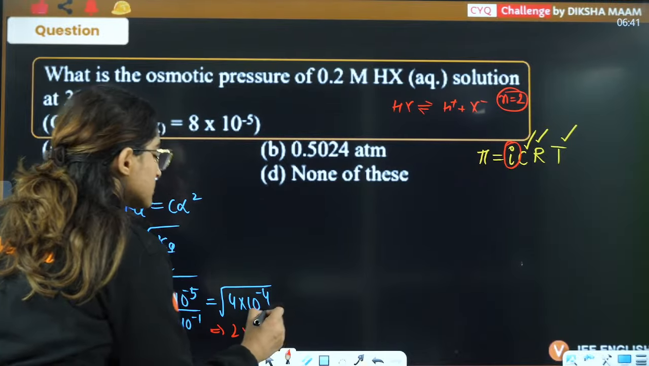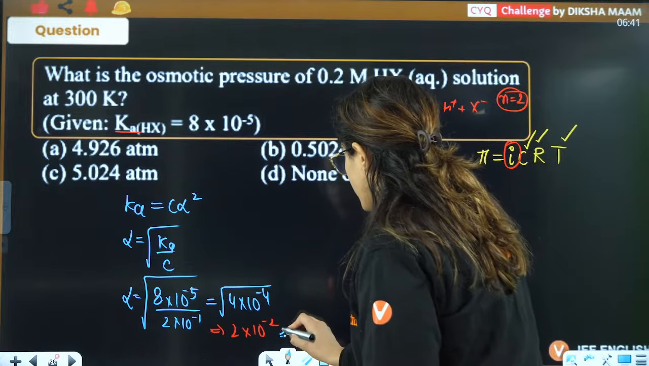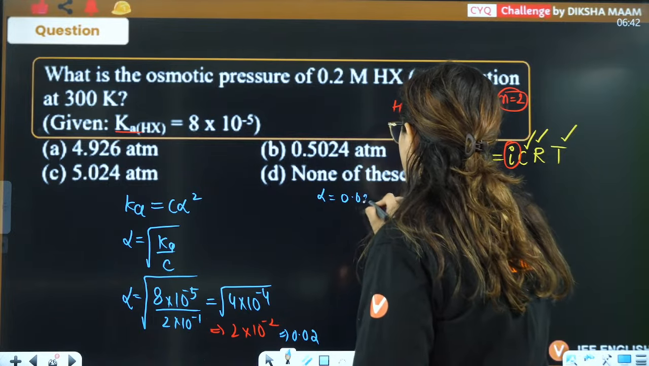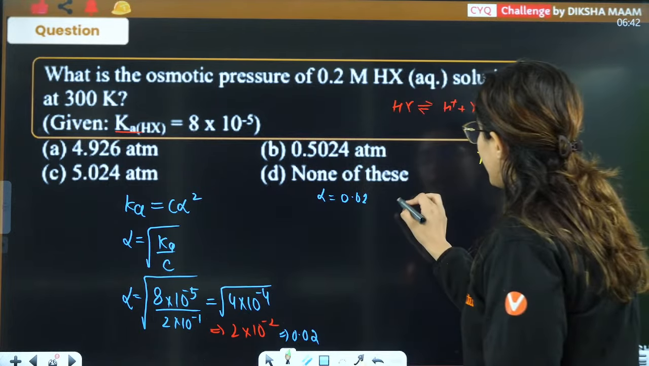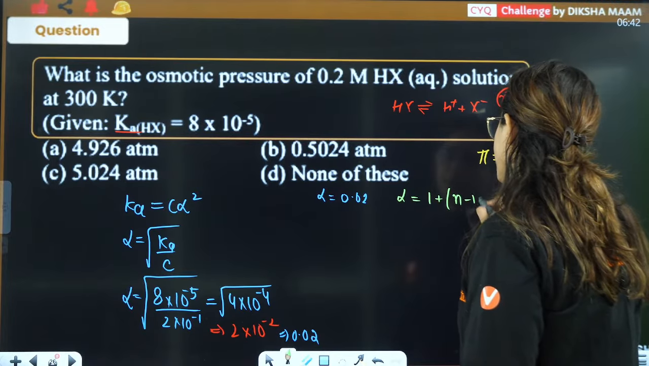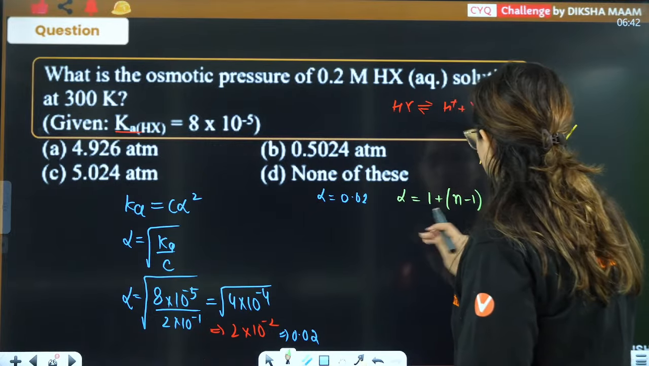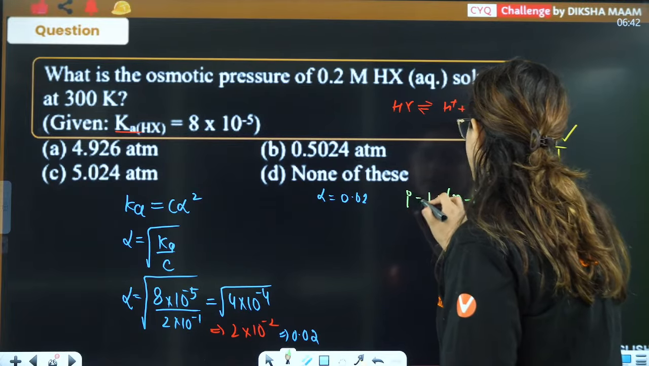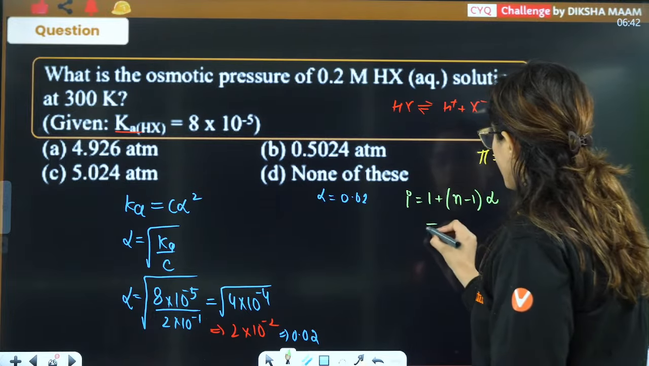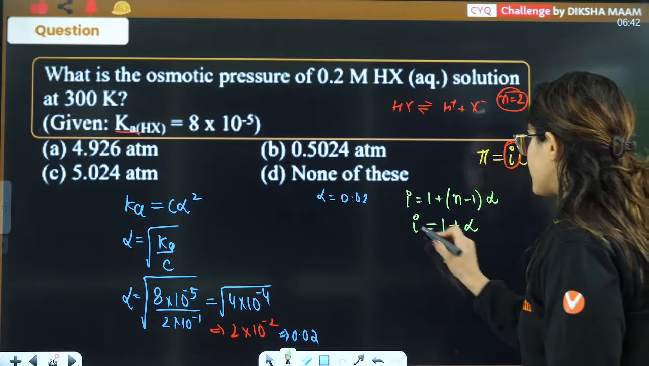Okay? That is the value of alpha. Now remember that this is 0.02. Alpha is coming out to be 0.02. Now we should know that i is equal to 1 plus (n minus 1) into alpha. N is how many atoms it is dissociating into. That is 2, so i is equal to 1 plus 2 minus 1, which is 1. So it is going to be this.